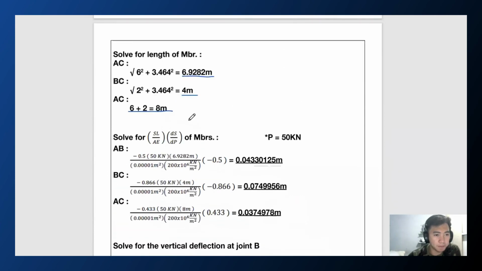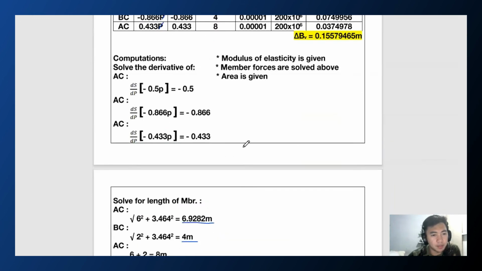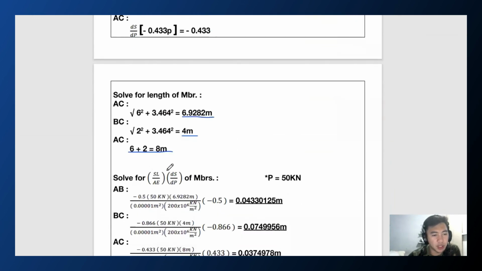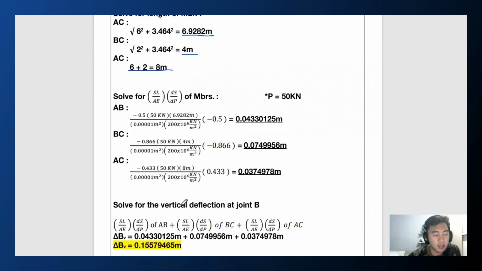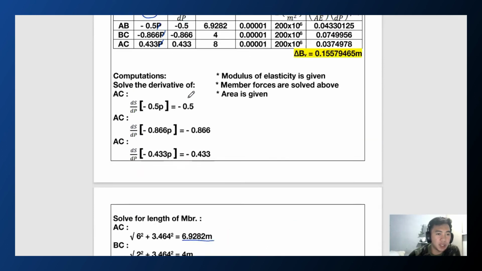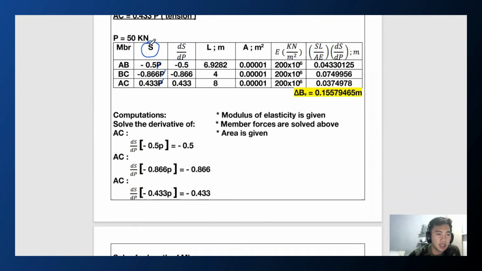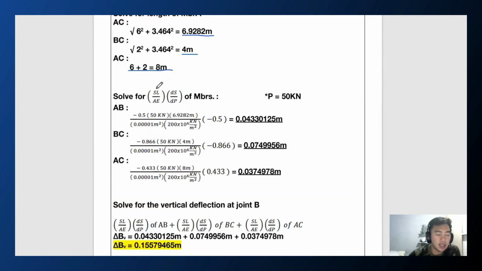Next, in solving this, which is very necessary, this is the final step in solving our vertical deflection at joint B. Here we have the value of S, L, which is the length, A, which is the area, E, which is the modulus of elasticity, multiplied by the first derivative.